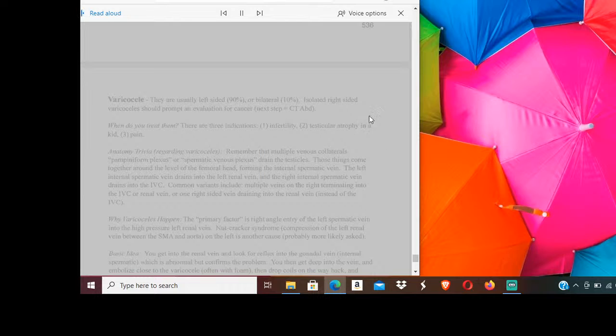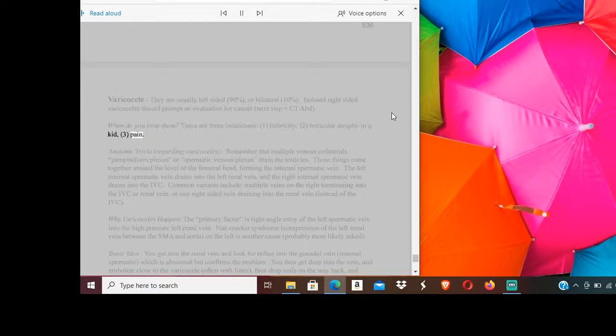536. Varicocele, they are usually left-sided, 90%, or bilateral, 10%. Isolated right-sided varicoceles should prompt an evaluation for cancer. Next step equals CT abdomen. When do you treat them? There are 3 indications: 1. Infertility, 2. Testicular atrophy in a kid, 3. Pain.